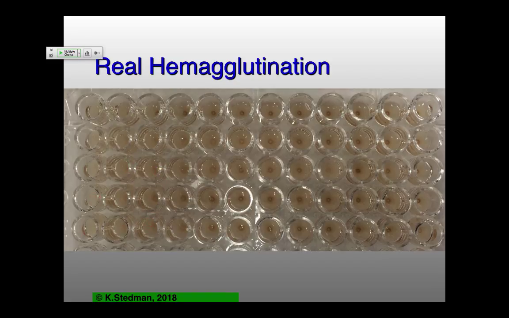So hemagglutination, great, quick, but relatively low sensitivity, also very cheap in terms of doing these assays. And you can look at a whole bunch of things simultaneously this way. Okay, any questions? Again, where's my list? Yeah, in the back.